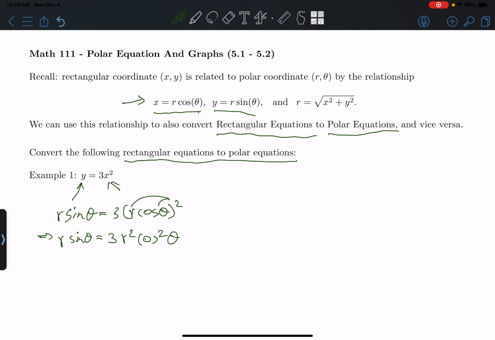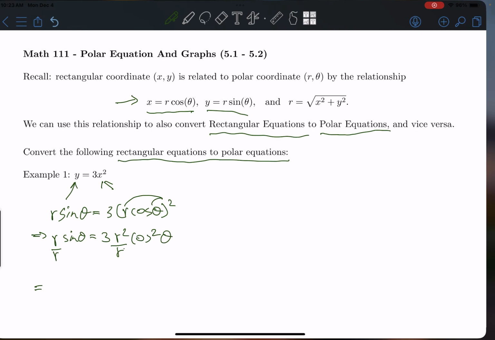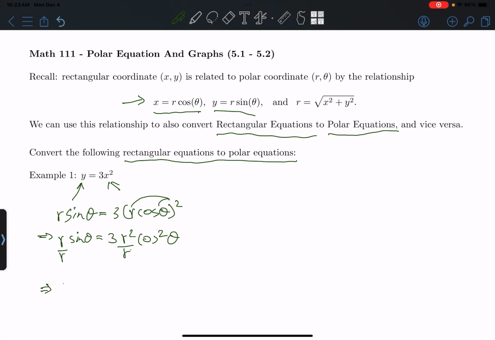Now I see an r on both sides. I can go ahead and divide r on both sides. I can do that because I know r is always positive, or rather non-zero, because the only zero r is when we're working with the pole, the origin. So dividing by r, we have sine theta equals 3r cosine squared theta.